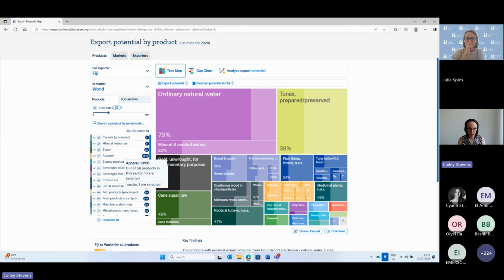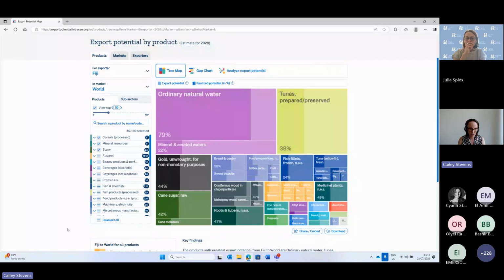And for example, if we hover over apparel, what this is telling us is that within the apparel subsector, Fiji has 56 products with export potential to the world. And when we look at the top 50 products for Fiji in the world, 10 of those products are in the apparel subsector. So this is a little bit of additional information about the number of products with potential by subsector and the number of products that you're viewing.